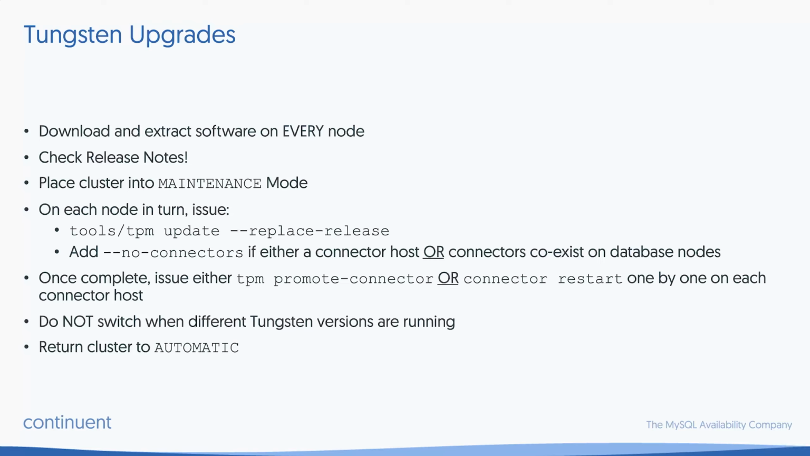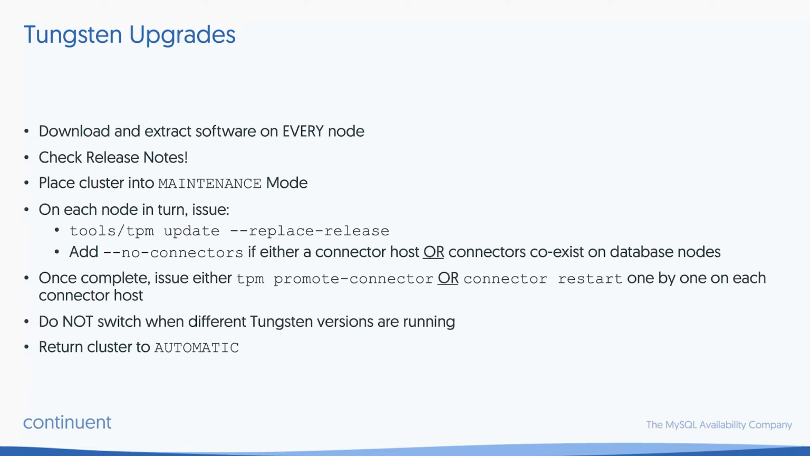Finally, do not switch when doing different Tungsten versions. That comes back to what I just said on the previous slide about the rolling maintenance window. We don't do the switch if you are upgrading Tungsten software, because there may be incompatibilities with the manager communications between versions. The managers on an older version may not be able to communicate with managers on a newer version and vice versa. So if you try to do a switch from a node that's on an old version to a node that's on a new version, the switch may fail and it may leave your cluster in a very unstable state. When everything's finished, return your cluster to automatic and your upgrade is complete.